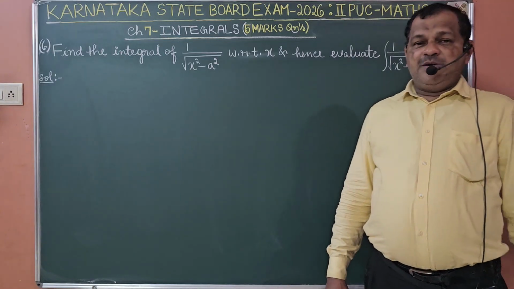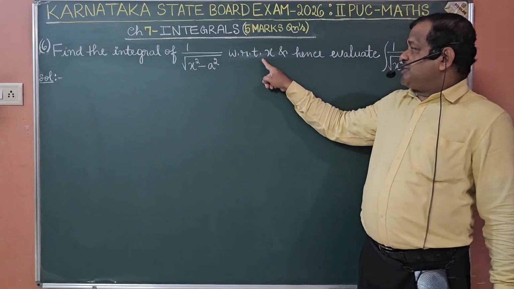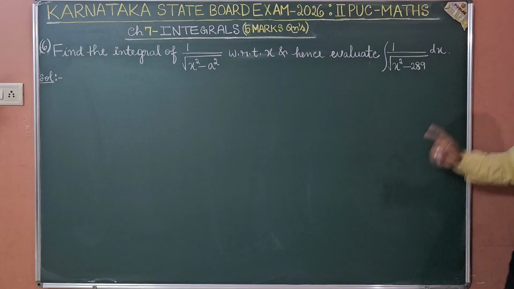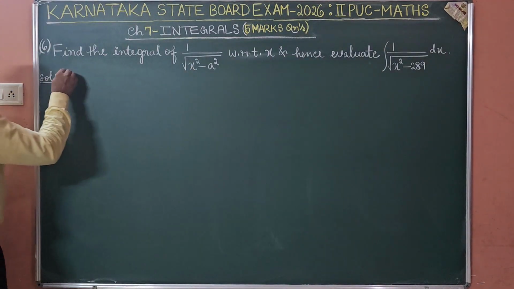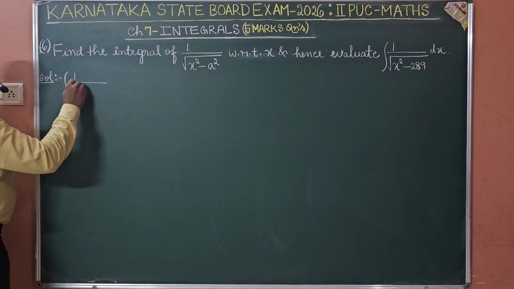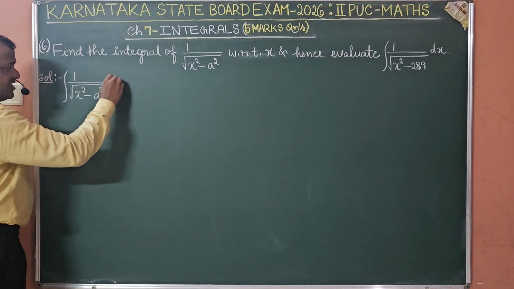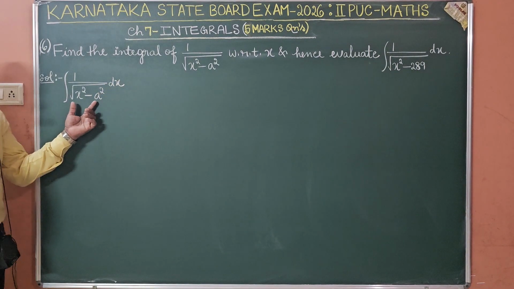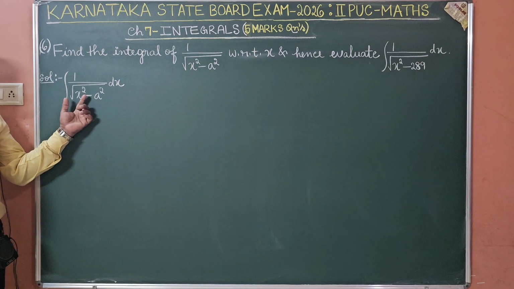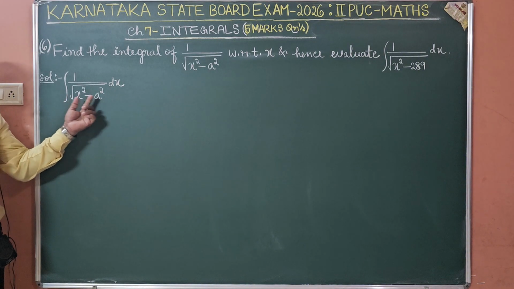Here is the next 5 marks question. Find the integral of 1 by square root of x square minus a square with respect to x, and hence evaluate the integral of 1 by square root of x square minus 289 dx. Here we have to make a substitution, not partial fractions. So the integral of 1 by square root of x square minus a square dx. Don't think that this integral is already done. No, in the first question we solved the integral of 1 by square root of a square minus x square, whereas this is x square minus a square.